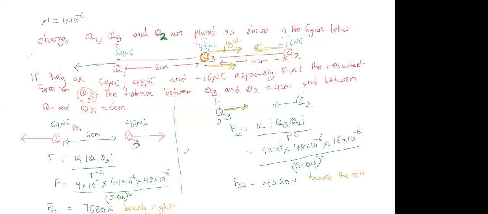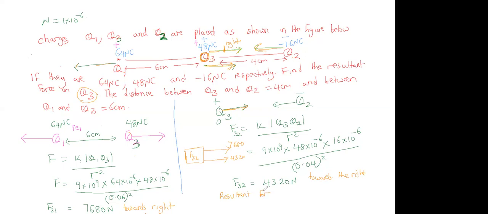Now, when I come here, you remember in primary and secondary you used to have a diagram like this. This is like our force on Q3. One of the forces is going this side, 7680. The other one is also pointing the same way, 4320. So when you are looking at the resultant, since both of them are moving in the same direction, members, what do you do? Do you add or subtract? Add. So we are going to get our resultant force.